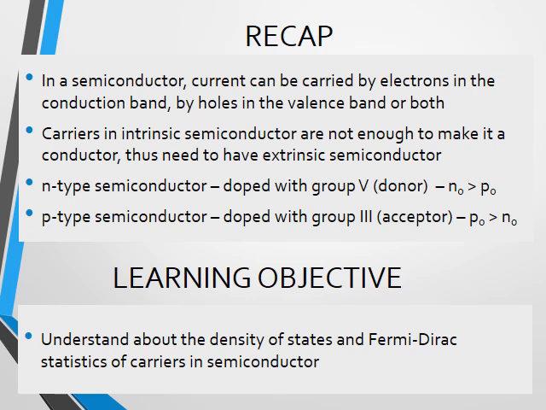We have learned that in a semiconductor, current can be carried by electrons in the conduction band and by holes in the valence band or both. Carriers in intrinsic semiconductor are not enough to make it a conductor. In order to increase the conductivity of a semiconductor, it is doped with other materials, forming what we call extrinsic semiconductor. There are two types of extrinsic semiconductor.